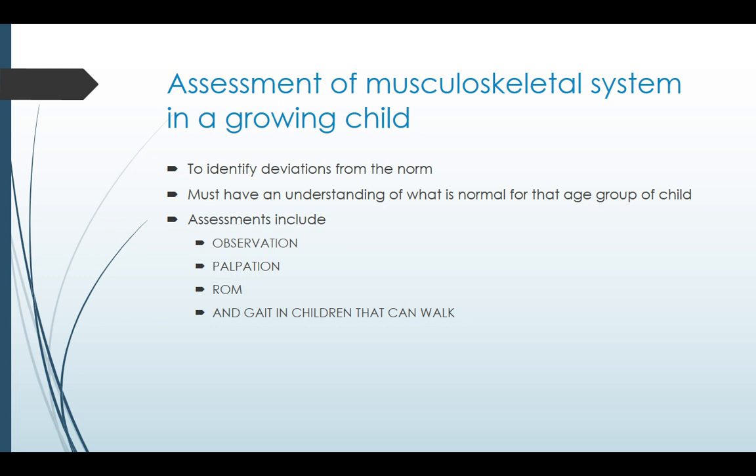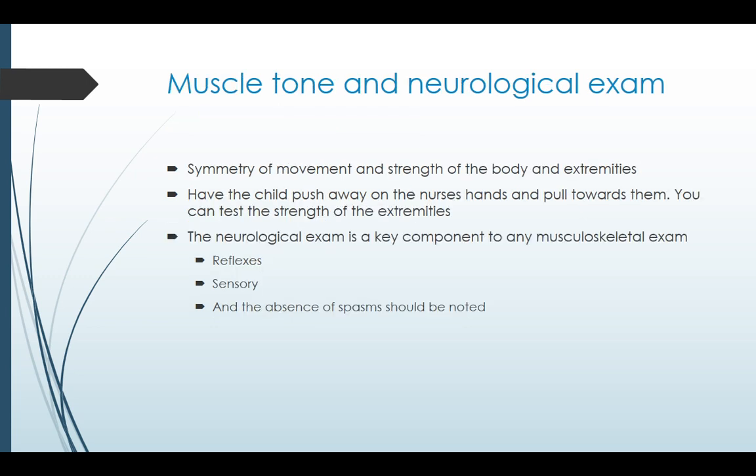Gait: the toddler has a wide gait that is unsteady. By 18 months, the wide gait has narrowed and is more stable. By 4 years of age, the child can hop on one foot. By 6 years of age, the gait resembles an adult. So they're getting more and more like us.